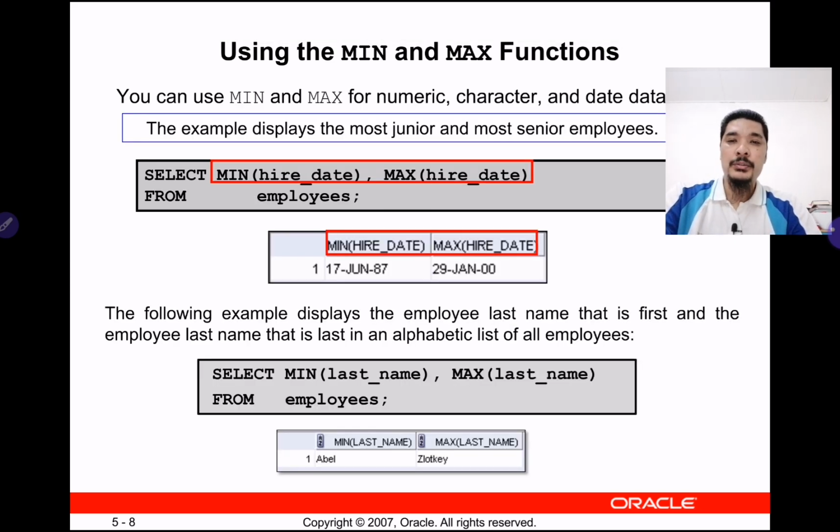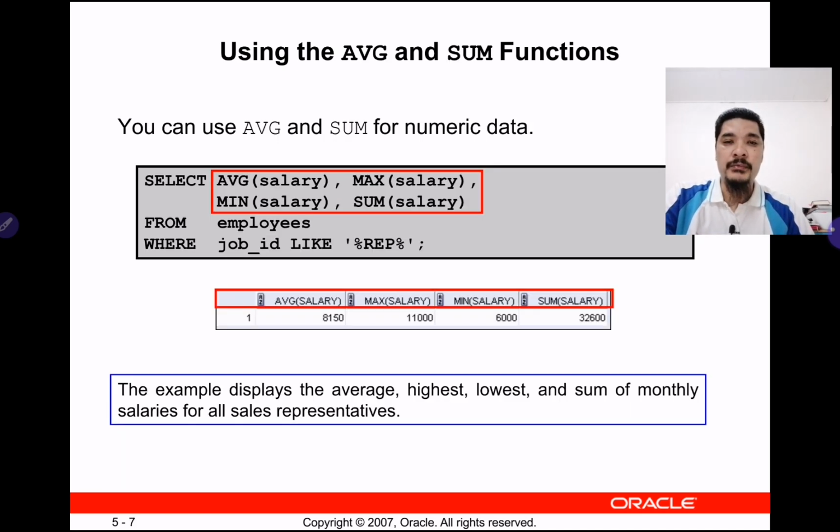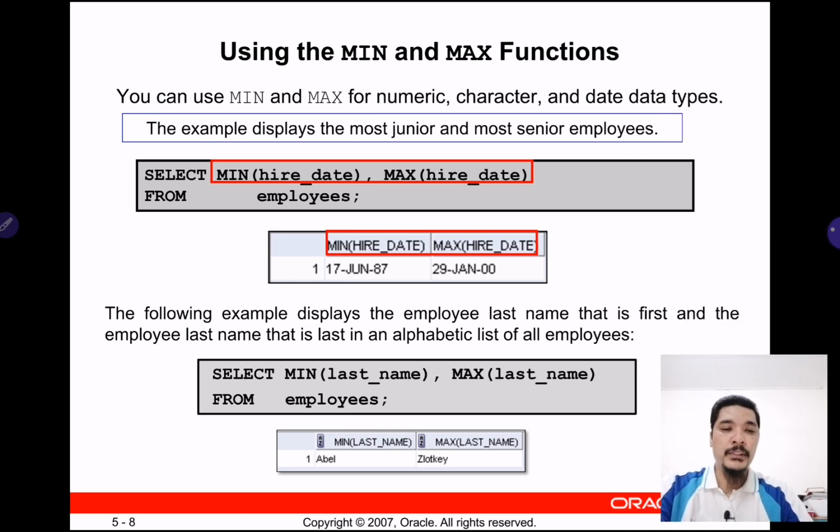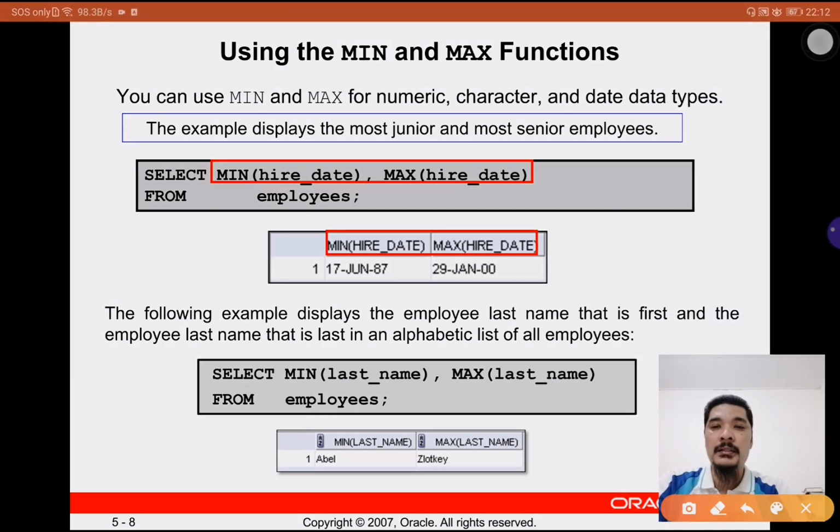So using the MIN and MAX functions. Before this was AVG and SUM. The next one is MIN and MAX. For MIN and MAX, we can use them for numeric, character, and also date data types.